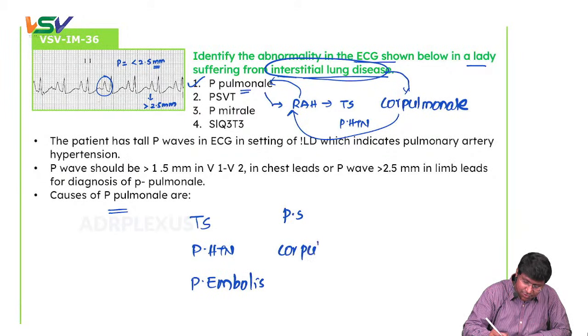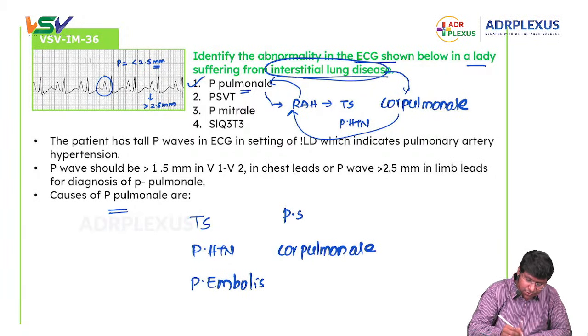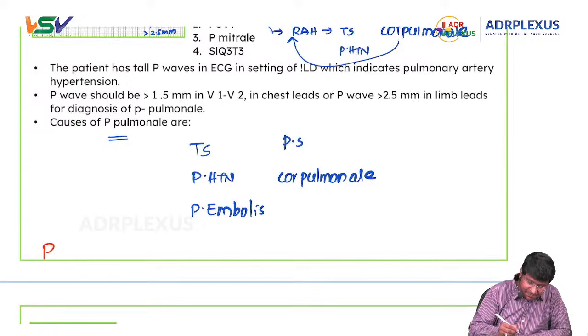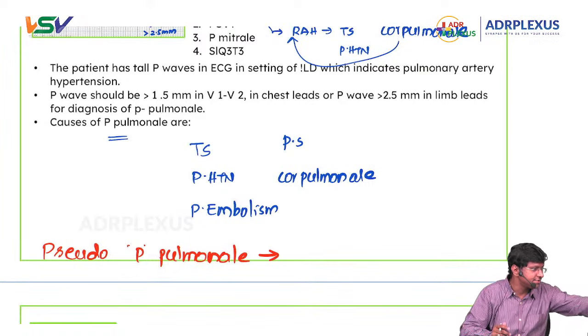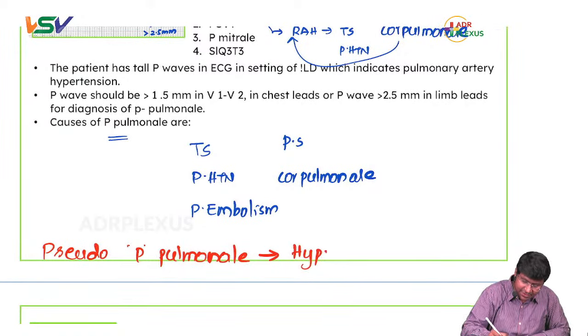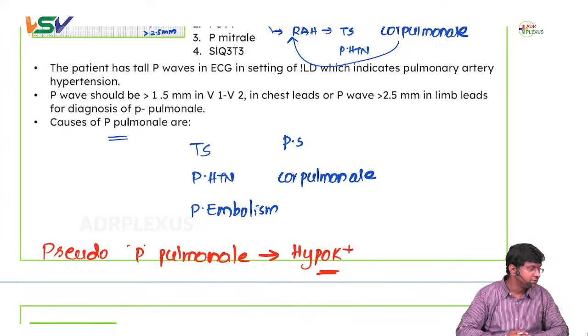Okay, one quick question to all of you. What are the causes for pseudo P pulmonale? This is one of the PYQs. What are the causes for pseudo P pulmonale? Anyone? Where do you have pseudo P pulmonale? Anyone of you, quickly? Yes? Excellent. So pseudo P pulmonale is observed in patients with hypokalemia, right?